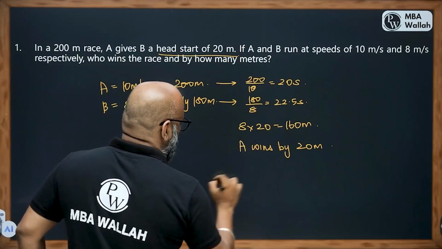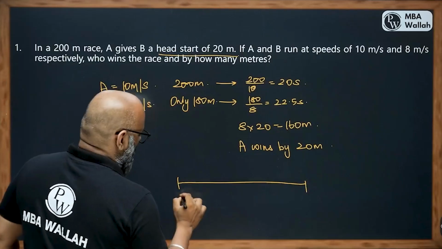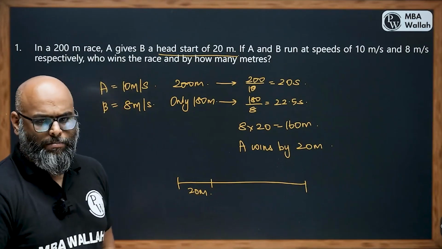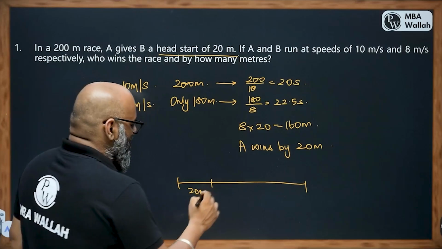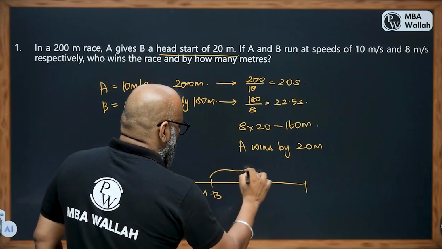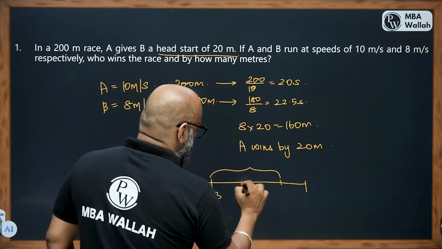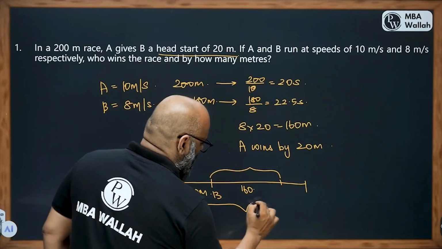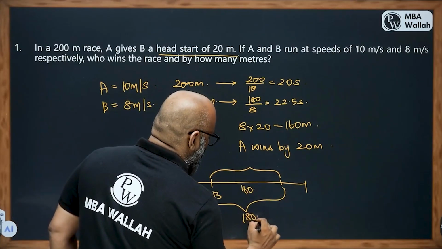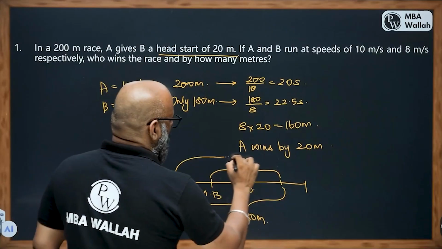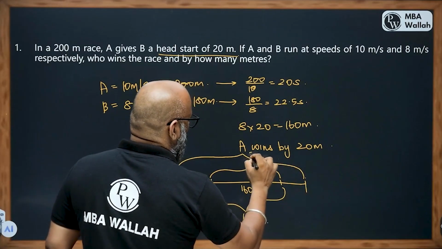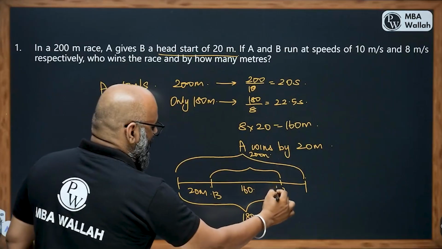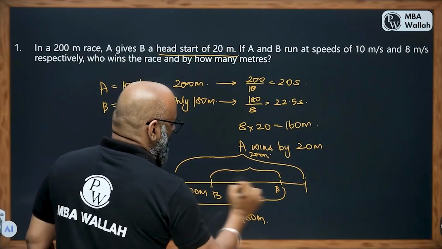To understand this in a diagram, now this 20 meters is gone. B did not run this. B started here. He completed 160 meters. That means he has covered an entire distance of 180 meters. Whereas A has covered all 200 meters. Right? So B started from here, ended here. A started from here, ended here.